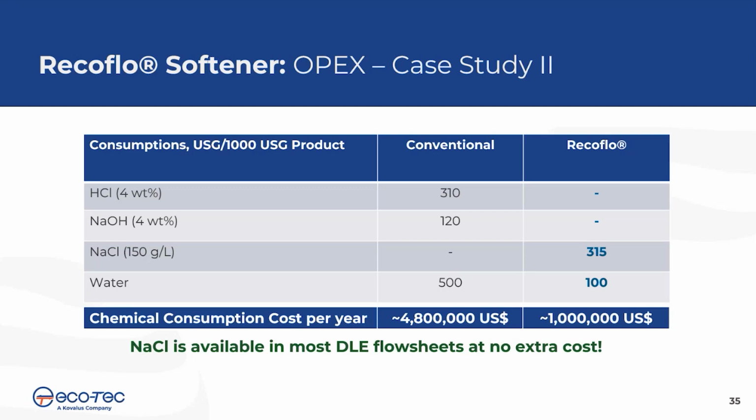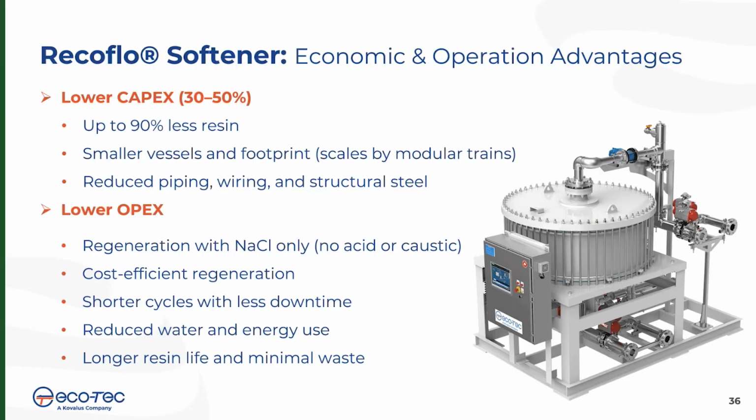With those example cases, let me bring the value proposition together on the next slide. From a capital perspective, the main drivers are straightforward. We use significantly less resin and we can reduce vessel size. Depending on your project specification, the system scales by adding modular parallel trains while still maintaining a much smaller footprint than conventional softening, which also reduces the amount of piping, wiring, and structural steel. In the example basis we've shown, that translates to about 30 to 50% lower capex and supports lower TIC.